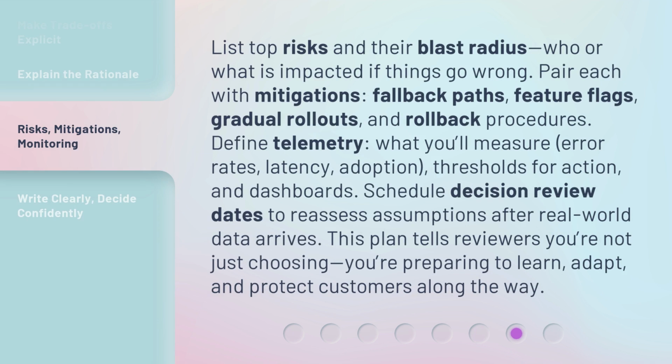List top risks and their blast radius. Who or what is impacted if things go wrong? Pair each with mitigations, fallback paths, feature flags, gradual rollouts, and rollback procedures.